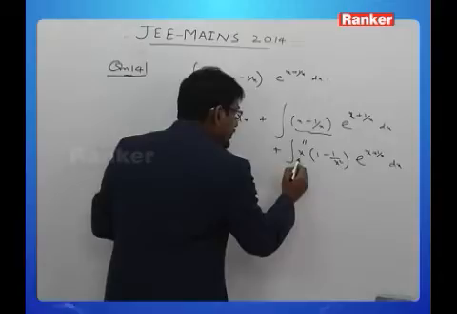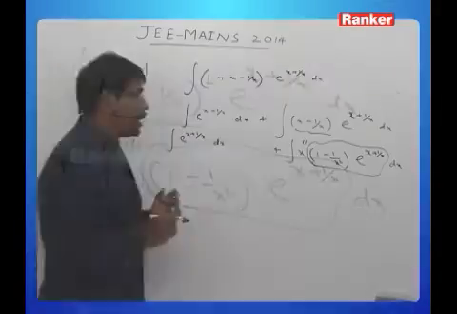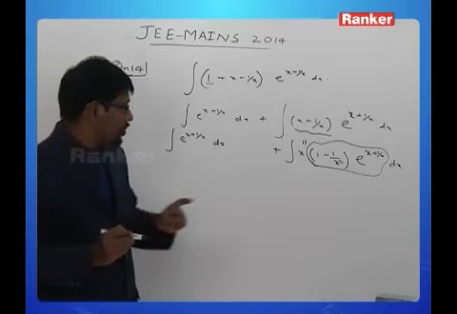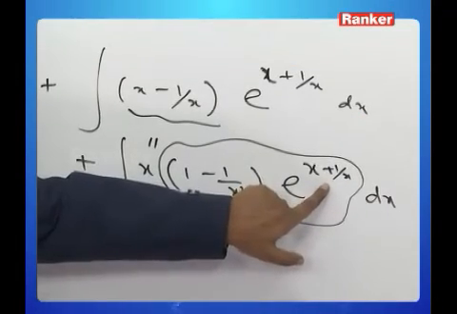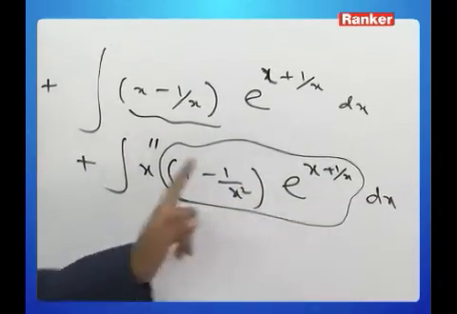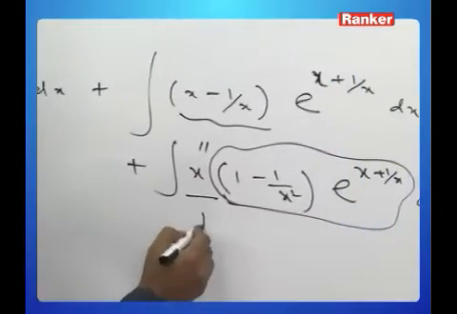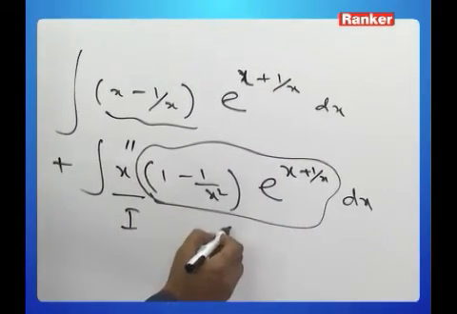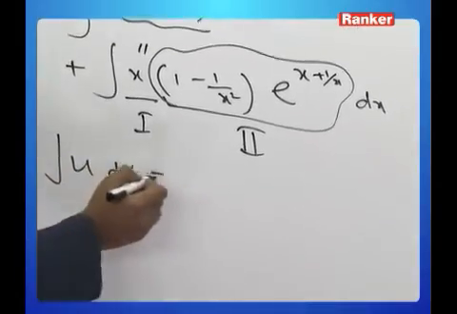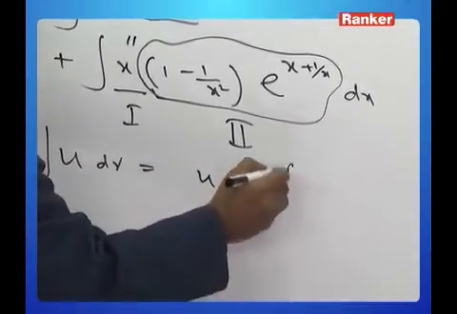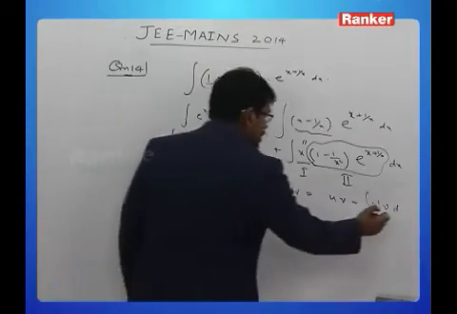Now this entire part is easily integrable, because if I put x plus 1 by x as t, this becomes e power t and this is dt. Entire thing becomes e power t dt. So we'll use the product rule. This is the first function and this is the second function. What is the integral of u dv? We know that it's equal to uv minus integral of u dash v dx.